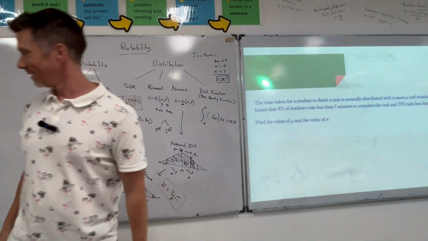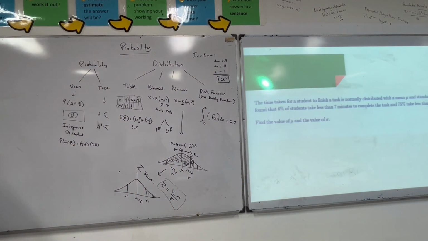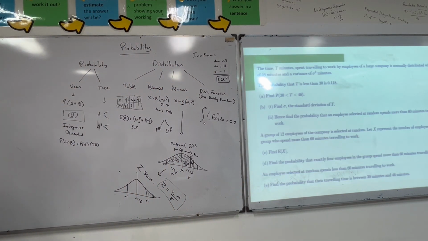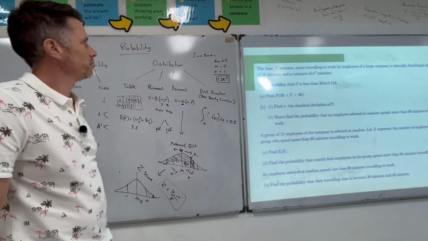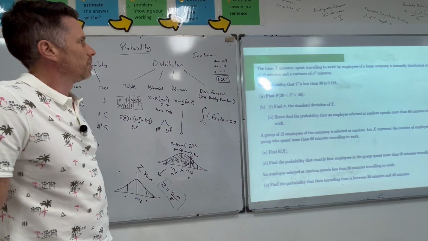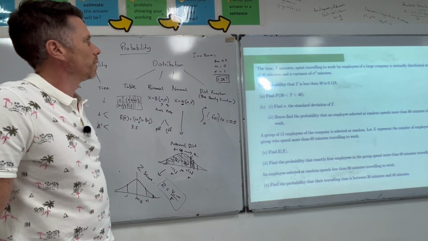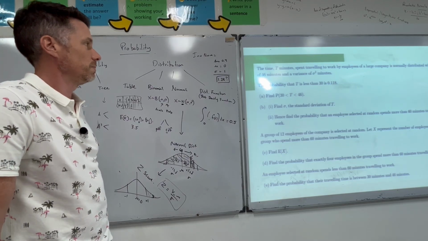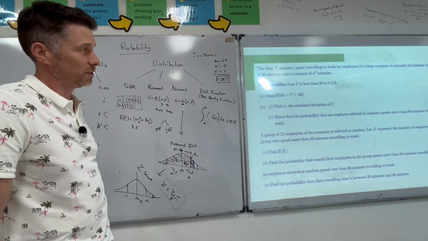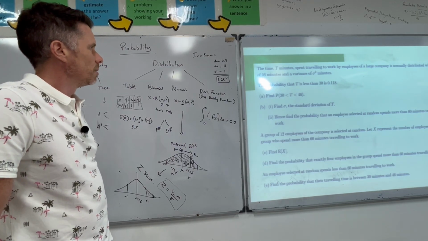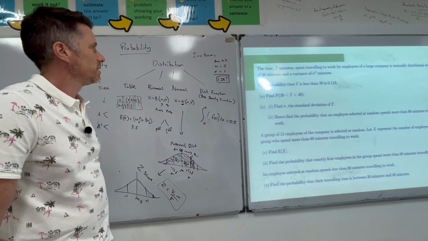Well, it usually is, especially paper 1. All right, let's look at the next one, unseen. Time spent traveling to work is distributed by a mean and a variance. Okay, so we're given the mean this time. We're not given the standard deviation or variance.